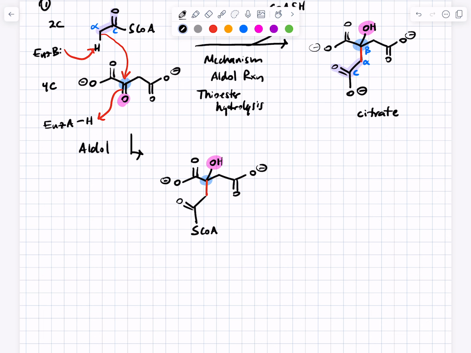Next is thioester hydrolysis, and this is just nucleophilic acyl substitution. So you expect a basic group in the enzyme active site to remove a proton, then hydroxide attacks the carbonyl carbon of the thioester. Then you expect electrons to kick down and kick off the better leaving group, which is the coenzyme A thiol.